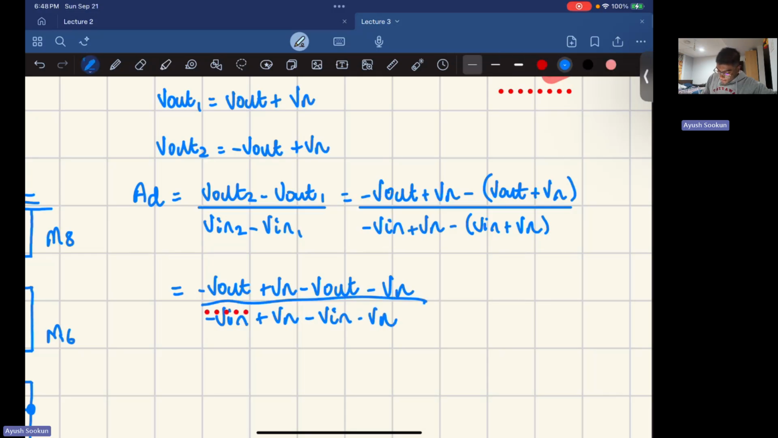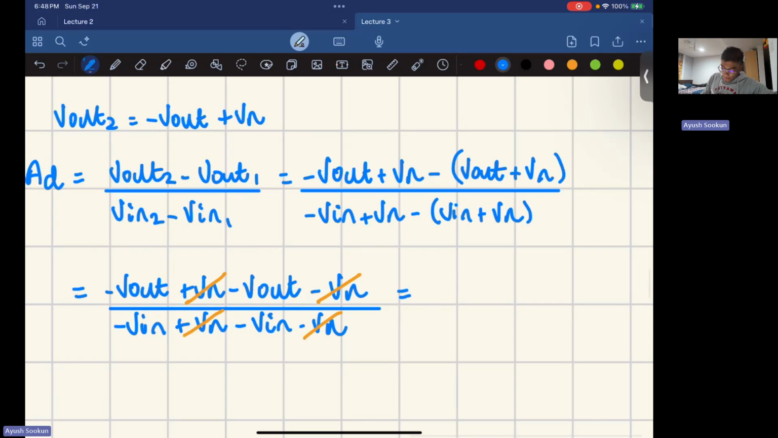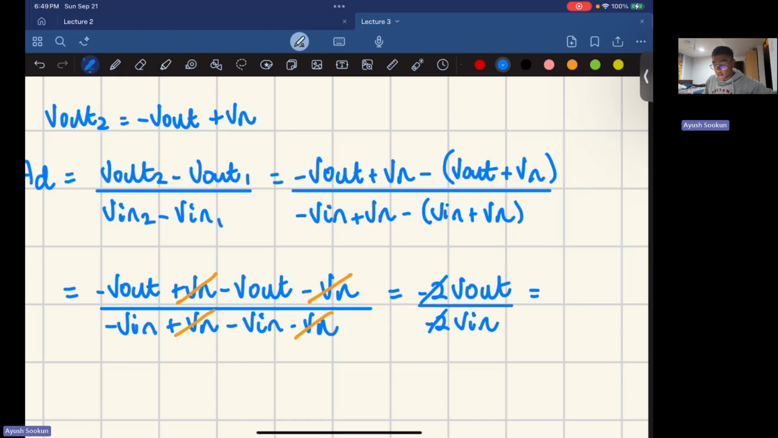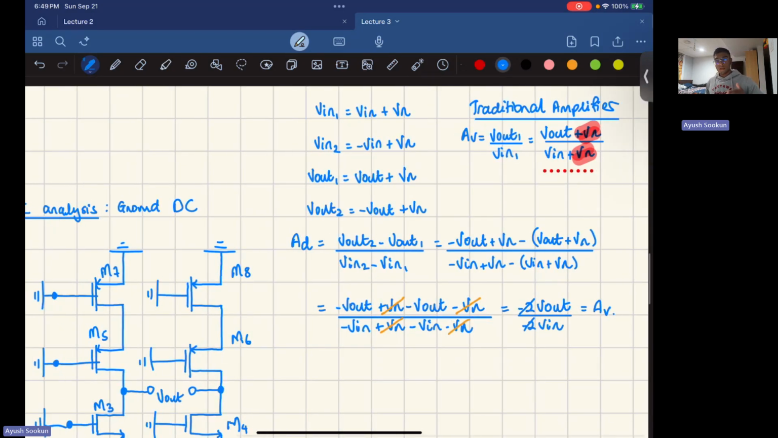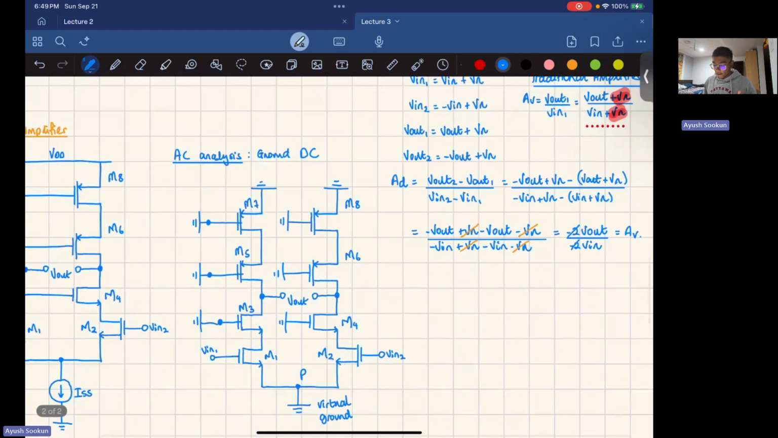Now, here's the important part. If you look over here, the noise cancels out. So you don't have the noise in your circuit anymore, right? Now you have minus V output, so then minus 2 V output, and then minus V input, that's minus 2 V input. So then these would cancel out. And what is V out over V in, guys? That's your regular gain. That's A_V. So you can see that using a differential amplifier, that noise disappears completely.